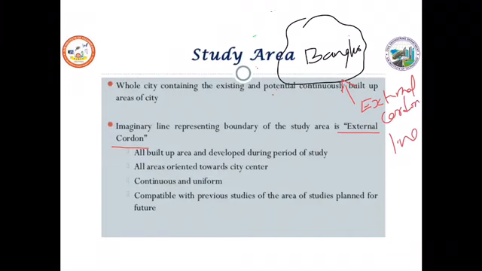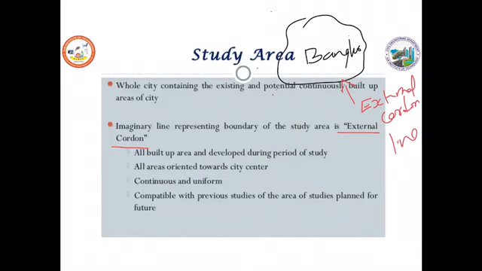Now when we consider the external cordon line, we have to keep some points in mind on how to define it so that it accurately defines the study area. Some of the points to be considered are: the external cordon line should include all the area which is already built up or developed during the period of study, and also the areas which are likely to be built up in the near future. The second condition is that all areas are oriented towards the city center.